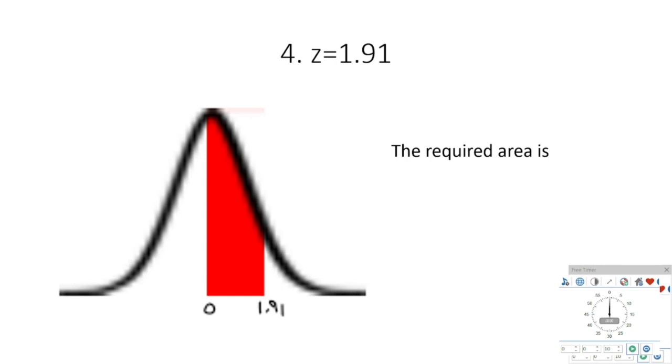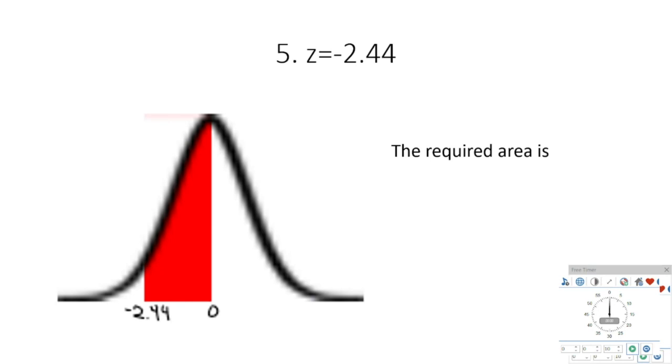Let us have our fourth item. Find the required area under the normal curve when the z-score is 1.91. The required area when the z-score is 1.91 is 0.4719 or 47.19%. And our last item, find the required area under the normal curve when the z-score is negative 2.44.